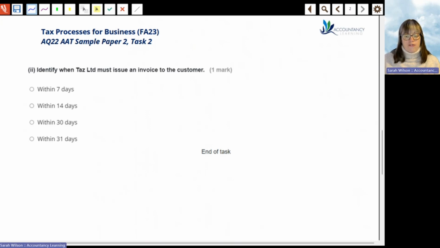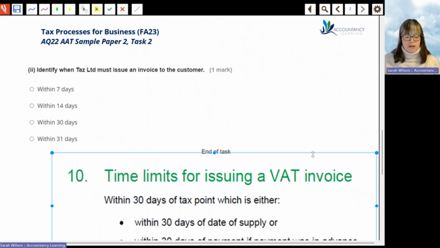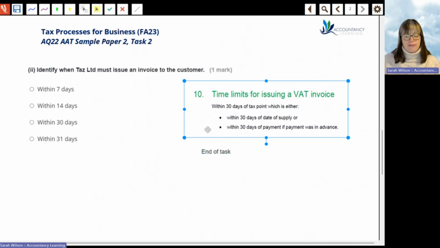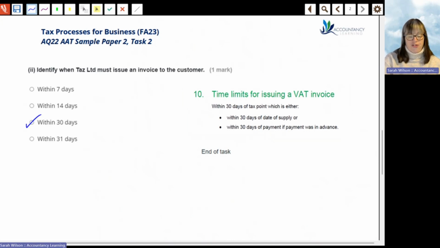Then the last part of this task is identify when TAS Limited must issue an invoice to the customer. So again, we can bring up some reference material here. So reference material 10, it means that we have to issue within 30 days. And that's the end of task 2.